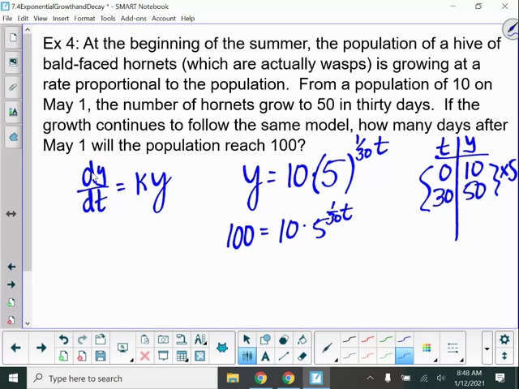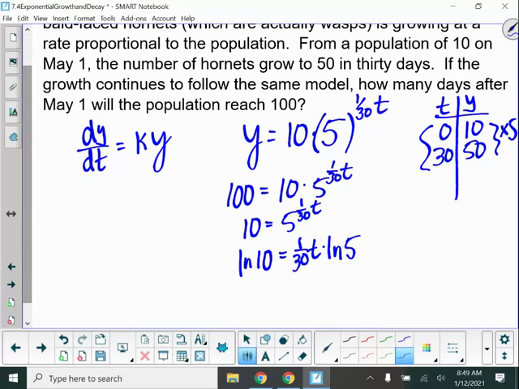So 100 equals 10 times 5 to the 1/30th t power. If we go through and solve this equation, I'm going to divide by 10. So 10 equals 5 to the 1/30th t power. I can take the natural log of both sides. That's going to bring down the exponent, so 1/30th t times the natural log of 5. Those numbers don't disappear like they do if there had been an e in the problem.